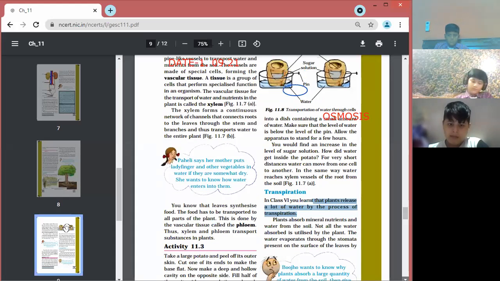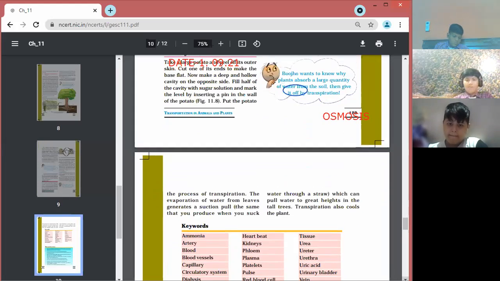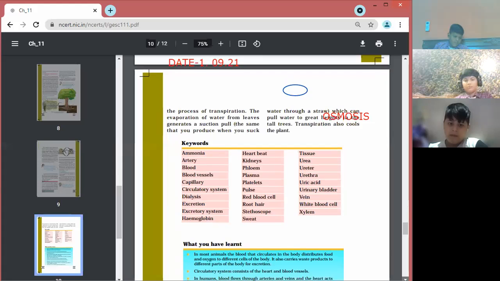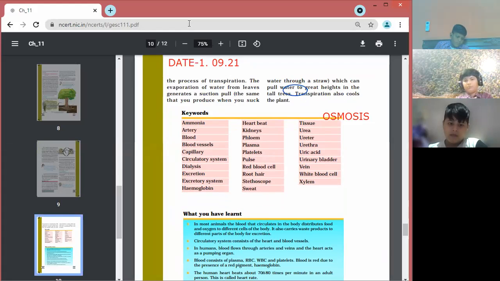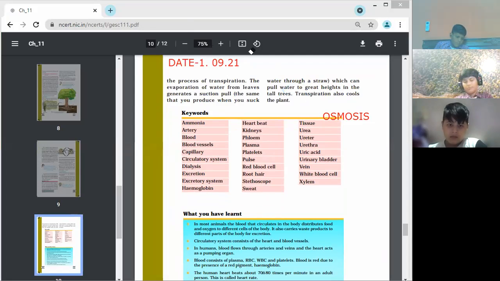Suppose आपने पूरा एक मग भर के पानी दे दिया plants को, but plants do not need that much water. So what happens? That water gets evaporated. That process is known as transpiration. So children, here we can have the question also: what is transpiration, and what is the function of transpiration? Write down its two functions.